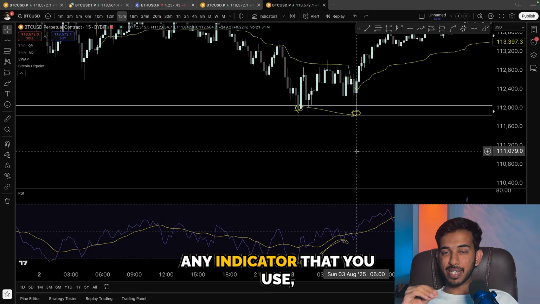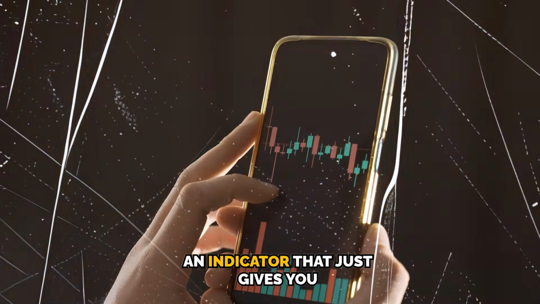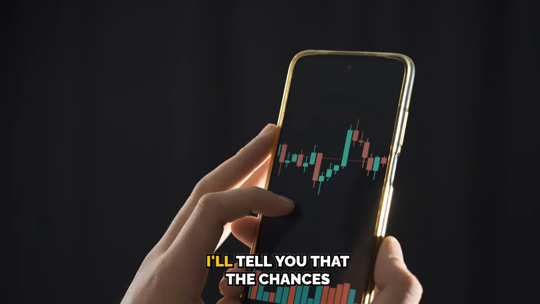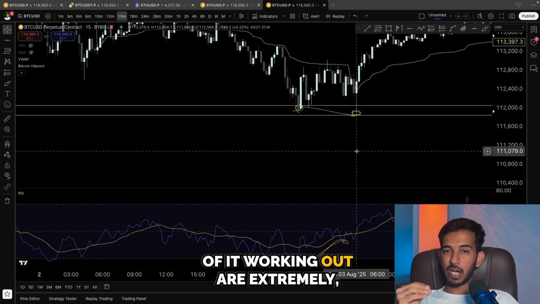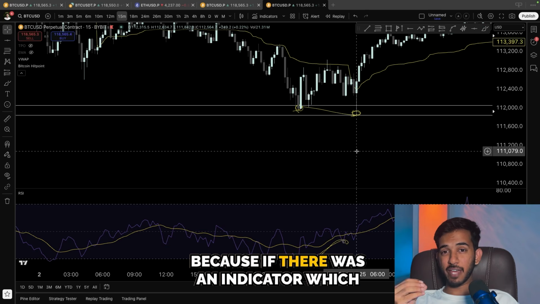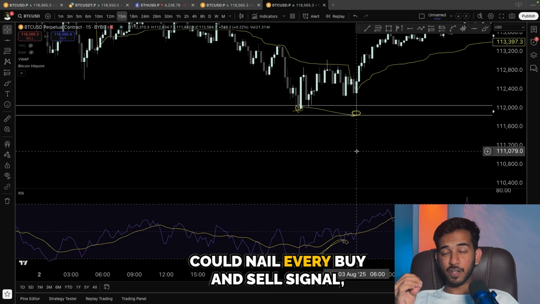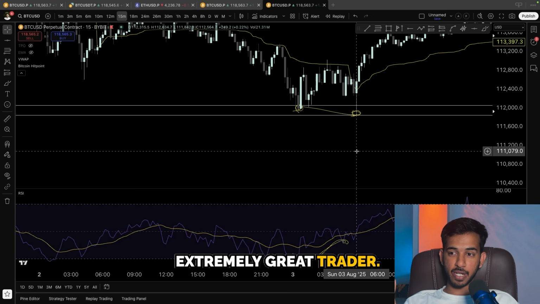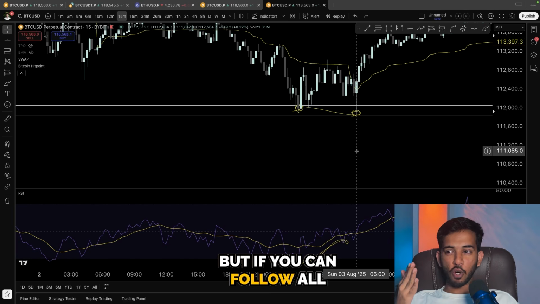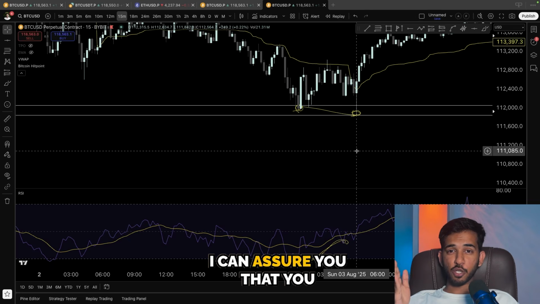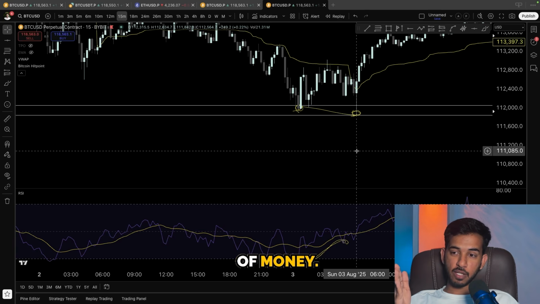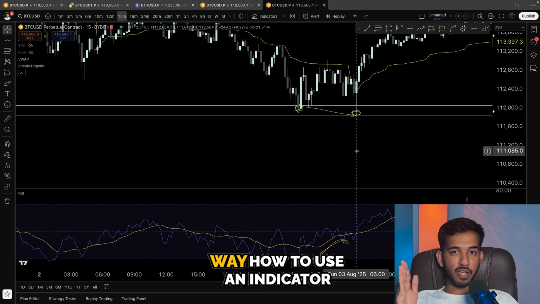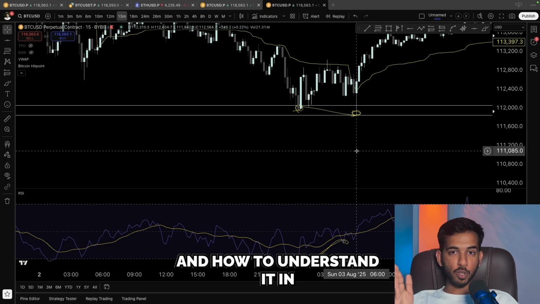If you are looking for an indicator that just gives you a buy or sell signal, I'll tell you that the chances of it working out are extremely low, because if there was an indicator which could nail every buy and sell signal, probably everyone would have become an extremely great trader. They would have made a lot of money, but that's not the case. But if you can follow all of these things with discipline, with strategy, with the right mindset, I can assure you that you are going to make a lot of money. So this was the most basic way to use an indicator.